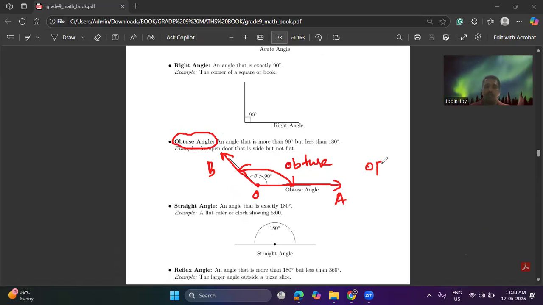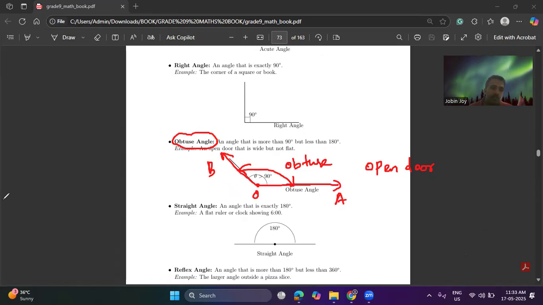The best example is an open door. When you open the door of your room, you can see an obtuse angle. Acute angle, think about the pizza slice. Right angle, think about your notebook. And obtuse angle means when you open the door of your room, you can see the obtuse angle.